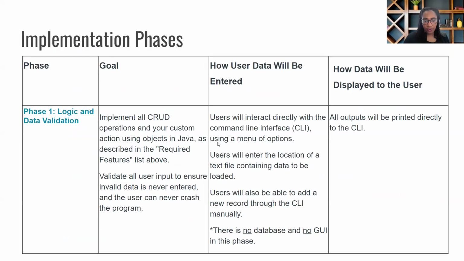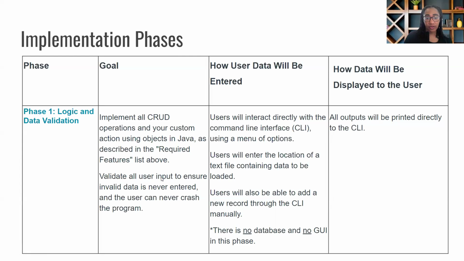So if we can review the phases, in phase 1, you're just doing logic and validation. That means that you're going to interface directly with the user through the command line. The user will get a menu of options. They'll be able to perform the CRUD operations as well as the custom action, and you'll display everything on the screen. This phase is all about logic. So get your objects created, be able to read, update, delete objects, be able to add new objects, be able to validate all the user's input.